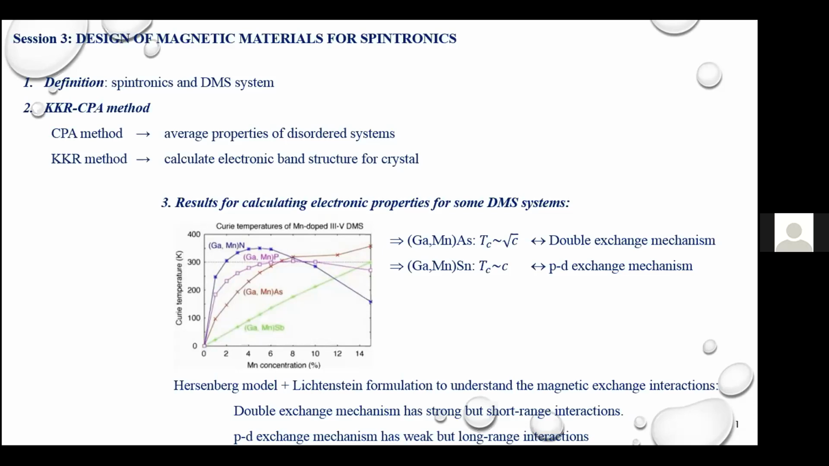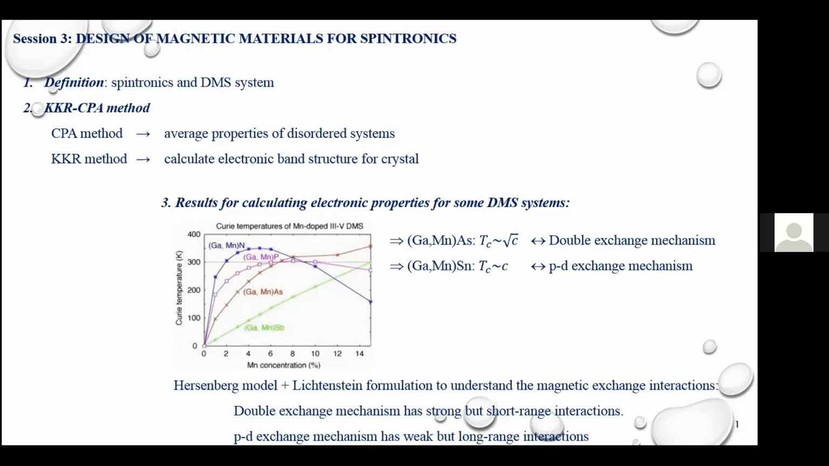Spintronics is a kind of property where we pay attention to the electron charge and electron spin. And TMS system is a kind of material that has a spintronic property. And the method we use to calculate TMS system is the KKR CPA method.